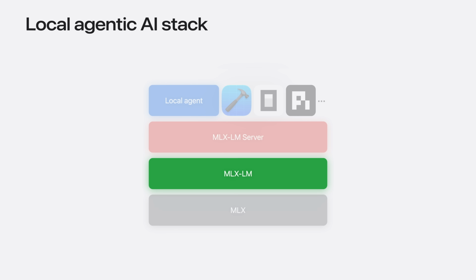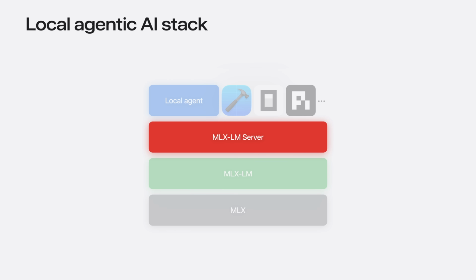But to serve an agent, we need something more, a persistent server with a standard API. That's where MLX-LM Server comes in. This is an OpenAI-compatible HTTP server that exposes your local model through a standard API. It supports structured tool calling so the model can invoke functions reliably, and reasoning models that can analyze complex problems step by step before responding. It's a drop-in replacement for any cloud LLM API.